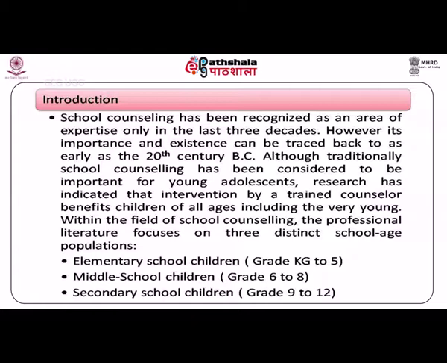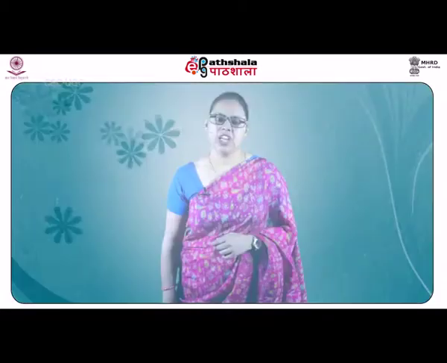Within the field of school counseling, the professional literature focuses on 3 distinct school age populations. First, the elementary school children, that is from grade KG, kindergarten, to 5th class. Second, middle school children, that is from grade 6 to 8th grade. Third, the secondary school children, that is from grade 9 to grade 12. Each of these populations has particular areas requiring intervention as well as universal needs.